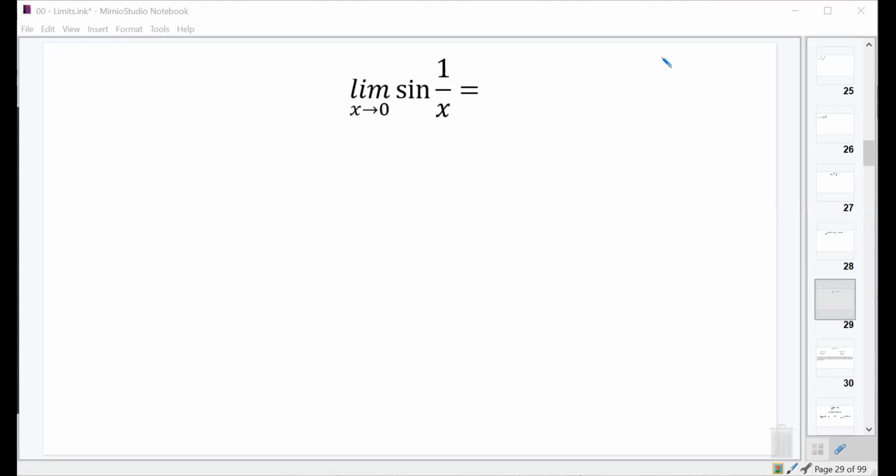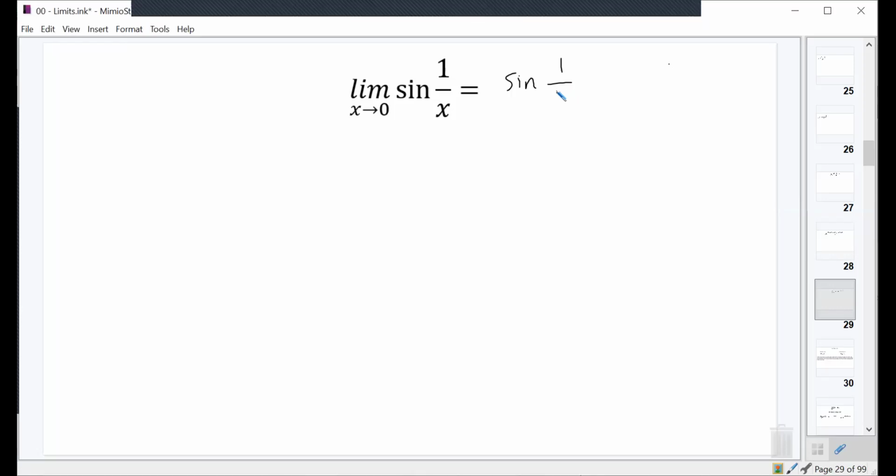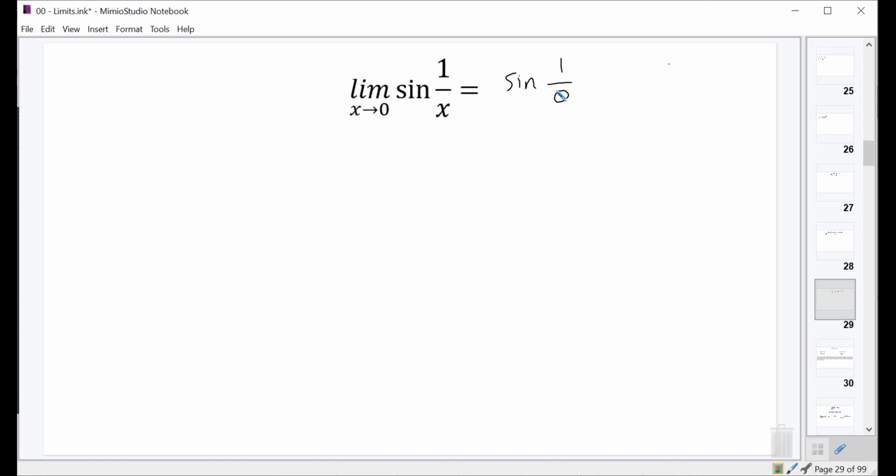Now, immediately, what we should think about here is the fact that if we plug in 0, we just end up with the sine of 1 over 0. And we know we can't do 1 divided by 0. 1 divided by 0 is undefined. So this is the sine of something that's undefined, which would be undefined. And this limit actually doesn't exist.